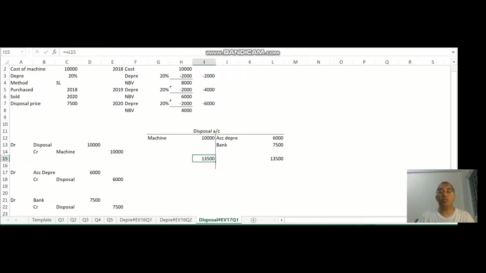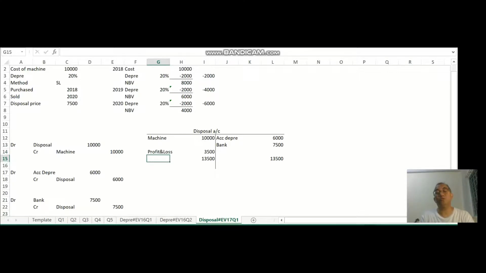So what we need is to fill in the blanks over here. In the debit side, we only have 10,000, so we should fill in something here to make it even, 13,500. So I take 13,500 minus 10,000. So we need to have another 3,500. So this 3,500, you post it to your profit and loss.